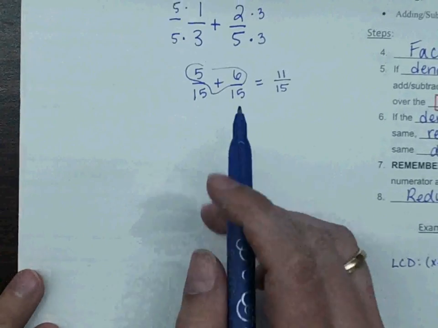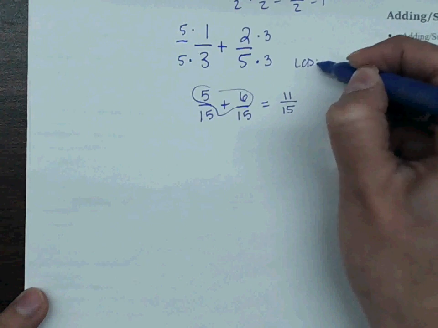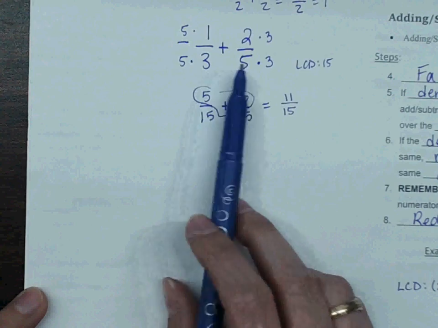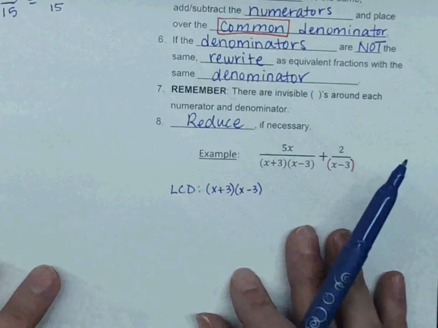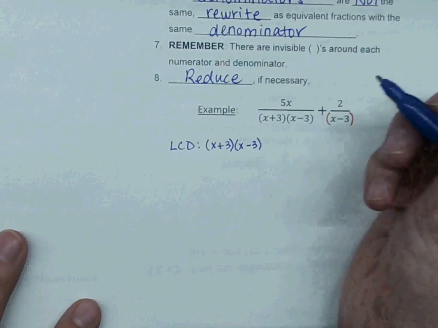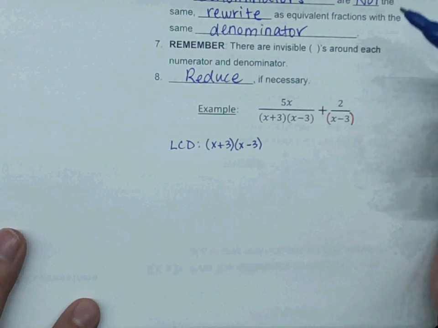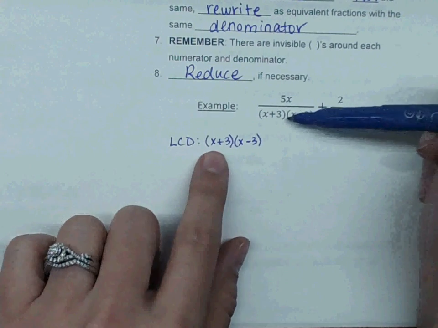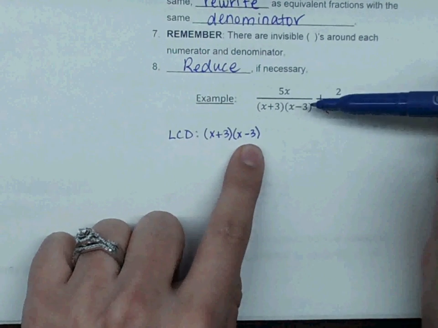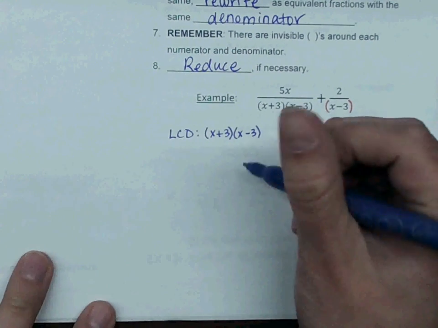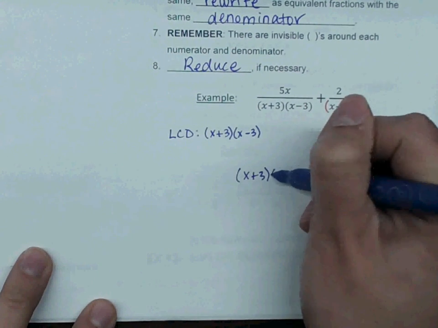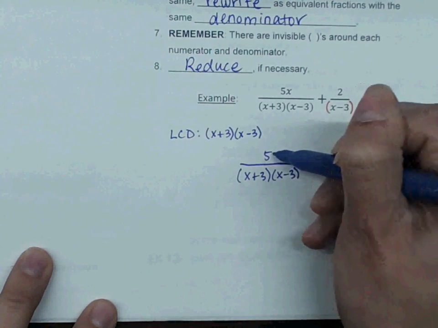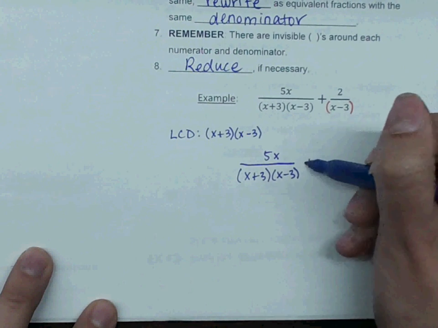So like over here, our LCD would have been 15. And so what we did is we looked at it and said, okay, this is only a 3, so how can I make it a 15? You're going to do the same thing over here. So look at it one at a time. This denominator already has what it needs, right? It has the x plus 3, it has the x minus 3. This must be the Joneses. It's already got everything, so I can just rewrite this. I don't have to change anything. And since I didn't have to change anything on the bottom, I also don't have to change anything on the top. Okay, so I'm going to put my plus sign.